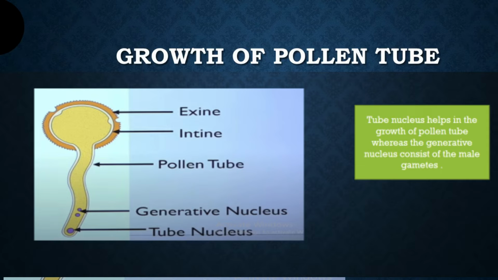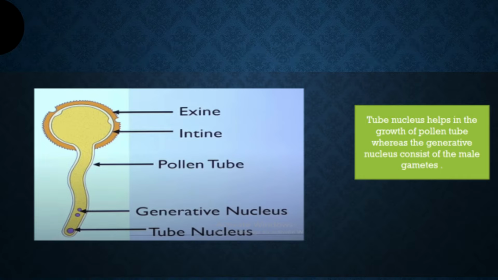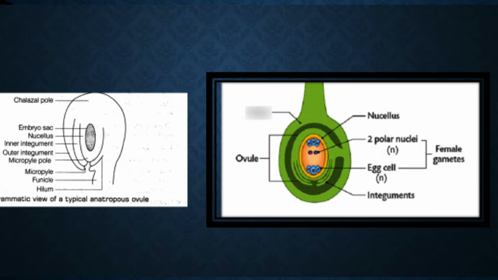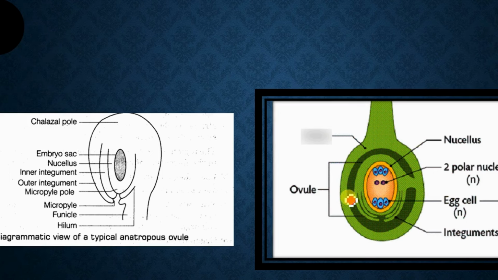As I have already told you, the generative nucleus will consist of the male gametes, whereas the tube nucleus takes part in the formation, or the elongation, of the pollen tube. And this is the female part of the flower, that is your stigma, style, and ovary. The ovary consists of the following parts. The ovary consists of the ovule, okay, this part.